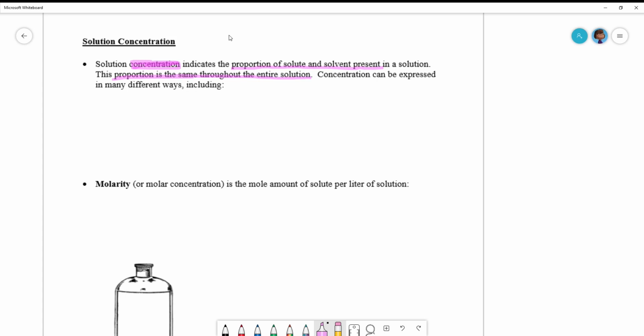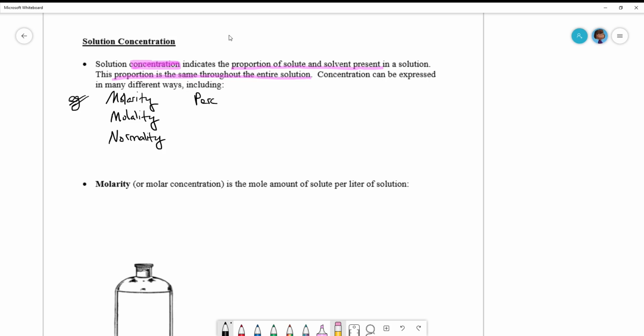Now, how do we express solution concentration? Well, it turns out there are many different ways we can express solution concentration. So what are some examples? Well, of course, the big one is molarity. It's one of the ones that we're going to be focusing on heavily in this chapter, but it's certainly not the only way. You can express concentration using molality, or there's even something called normality. Wow, a lot of alities over here. Molarity, molality, normality.